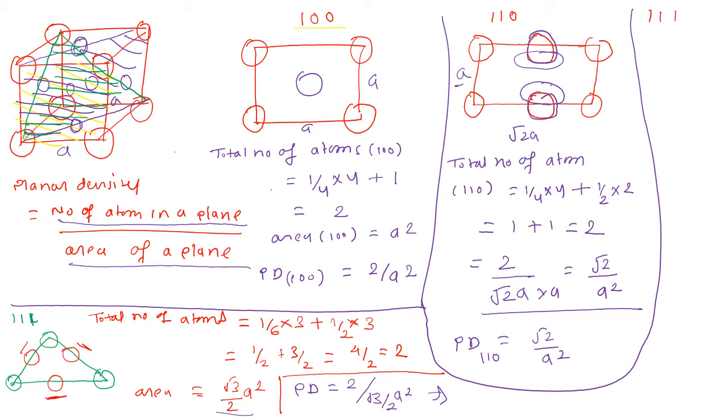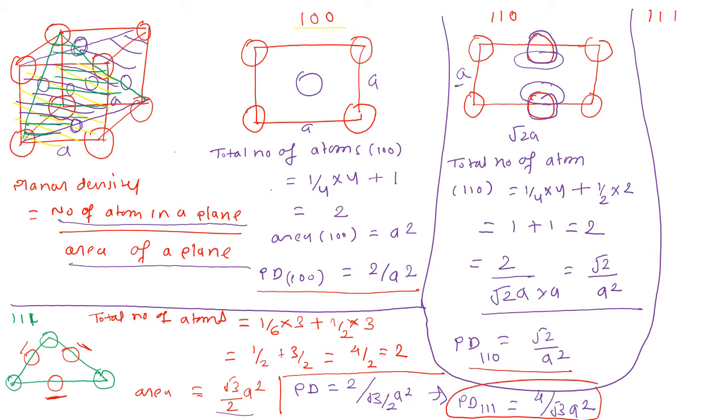So root 3 by 2 a square. So finally, the planar density for the 111 plane comes out to be 4 by root 3 a square. So now we can see here, the planar density for 100 is 2 by a square, the planar density for 110 is root 2 by a square, and the planar density for the 111 plane is this much.